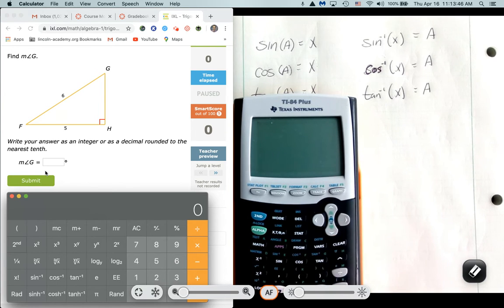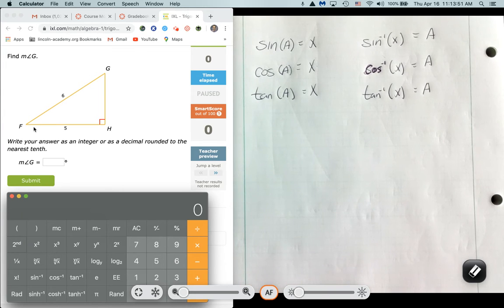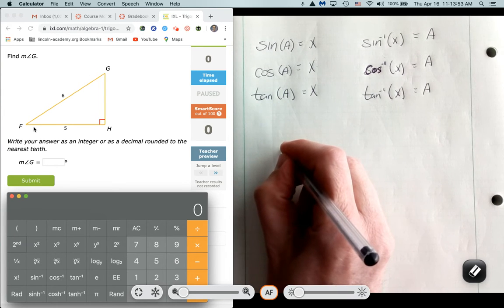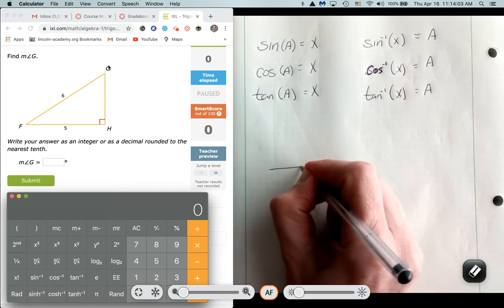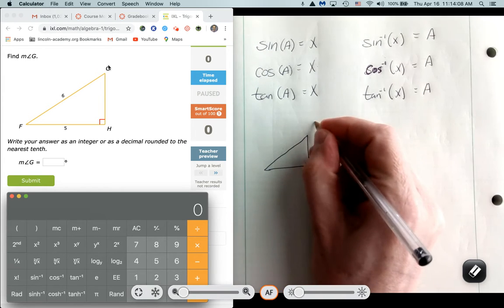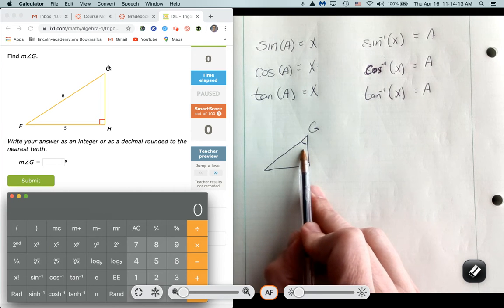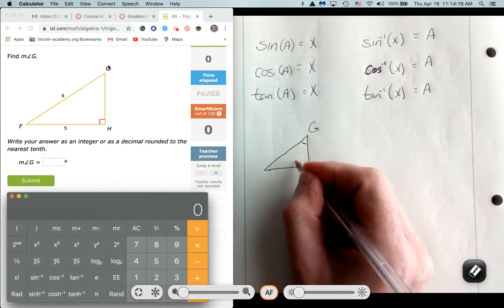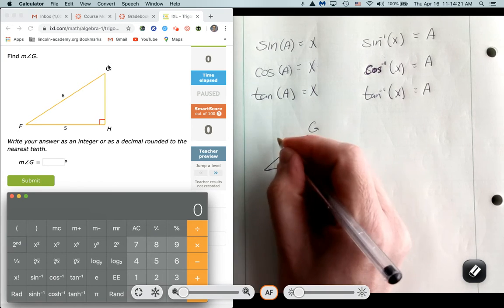That's the first thing I always do, is make sure I'm in degree mode. Now, for this particular problem that I'm showing, it actually wants us to find the measure of angle G, not F. For the measure of angle G, the first thing I'm going to do is draw that triangle so I can think about what sides I'm using. I'm looking for this angle measure here, G. And what are the two sides it gives me? It gives me the opposite of G, 5, and it gives me the hypotenuse, 6.